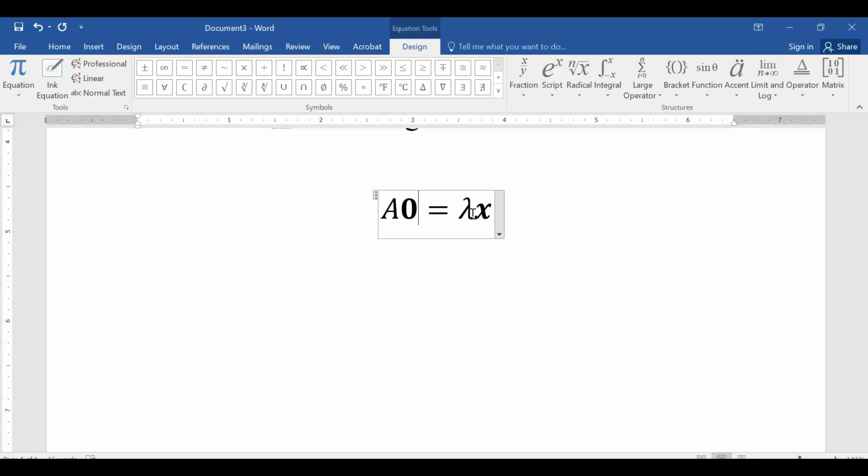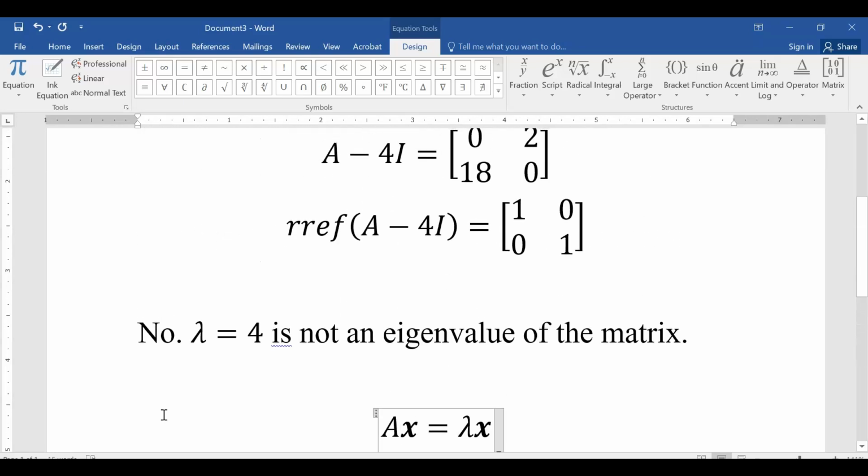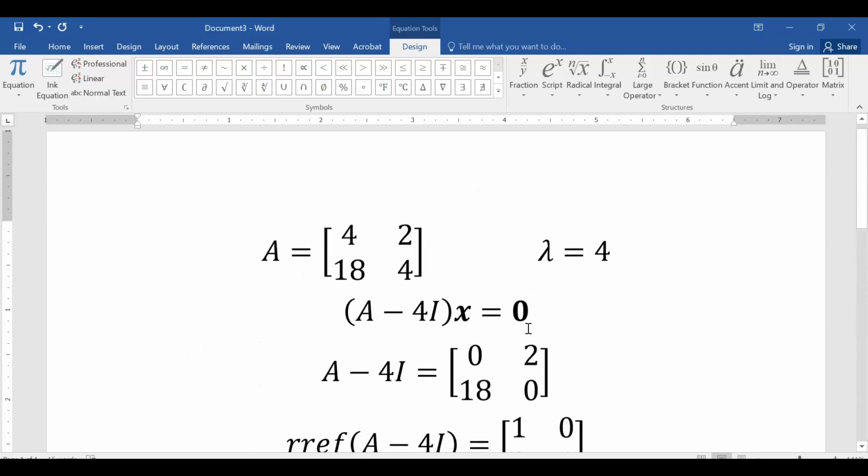All right, so we throw out the trivial case with 0, and we say lambda equals 4 is not an eigenvalue because there's no non-zero vector that satisfies this equation.